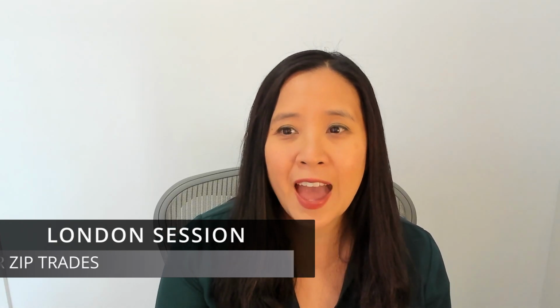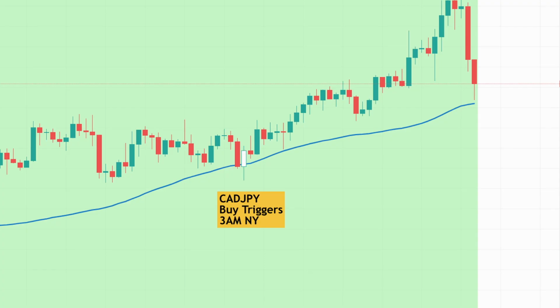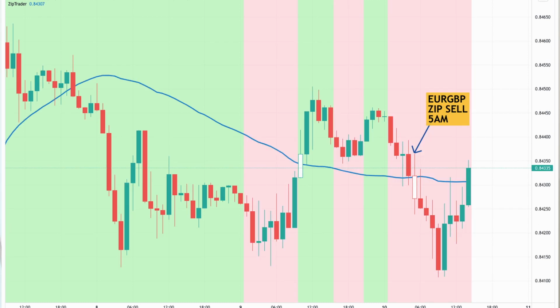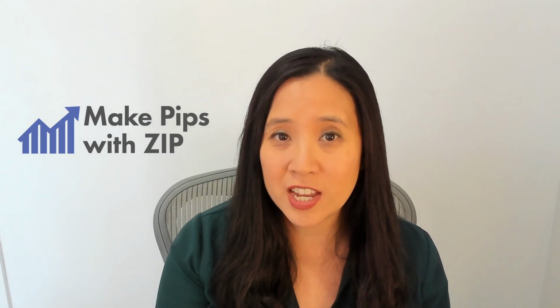The last thing I want to say about this is that my zip trades oftentimes will set up in Europe. I'm asleep during that time, so I miss it. But we had this beautiful CAD yen buy signal at 3 a.m. on Tuesday, along with this beautiful Euro Yen zip buy signal around the same time frame at 3 a.m. on Wednesday. And then on Thursday at 5 a.m., we had this Euro Pound zip sell signal. So all of these setups really kicked off or initiated at the European Open. So if you have the zip indicator and you're watching the charts during the early European hours, you can catch those trades before I do and get an even better price.